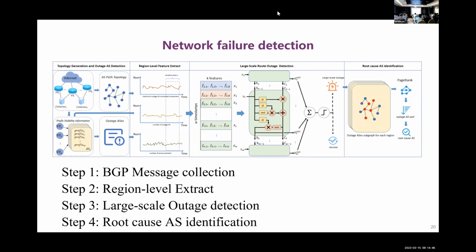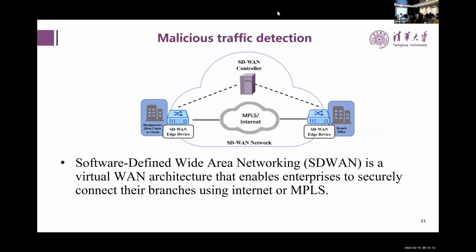For example, we can use AI to detect the failure of BGP. We can use 4 steps. First, we collect the BGP messages. Then we build region-level extracted features. Then we can use an AI model, for example, a decision tree, to detect whether there is an outage. And last, we can also use some AI model to diagnose the root cause of the BGP outage.